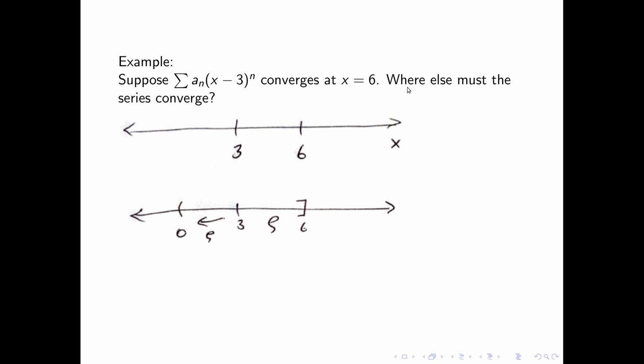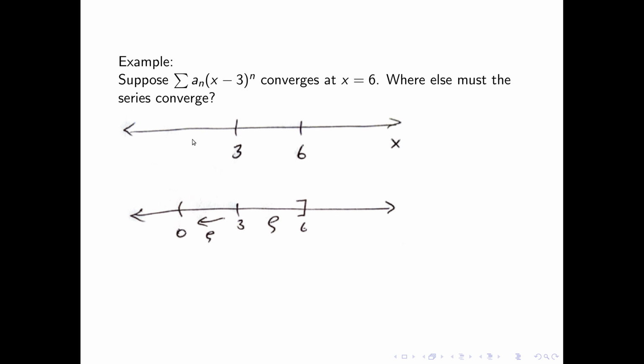Otherwise, let's take a graph. Here's a number line. I know that my base point is at x equals 3. So my interval of convergence is going to be symmetric around x equals 3. And I also know that the series converges at 6. Therefore, the series must converge on a symmetric interval about 3. So if this is 3 units up, it must also converge 3 units down.